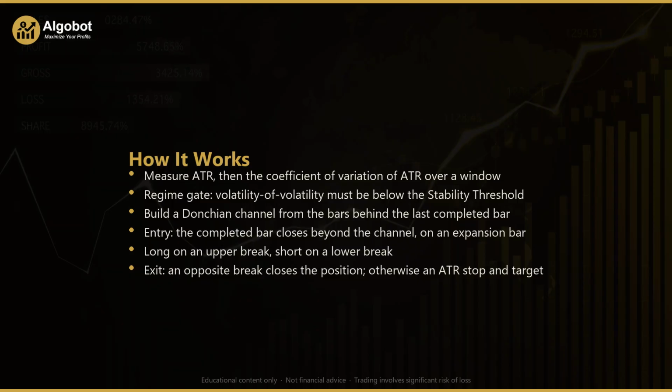Position management is straightforward. Each trade is protected by a stop loss placed 1.8 times the ATR away from entry, and a take profit set 3.2 times the ATR away. That's a reward-to-risk framework of roughly 3.2 to 1.8. On top of that, if an opposite break appears while a trade is open, the strategy reads it as a regime flip and closes the position early. Only one position is held at a time.